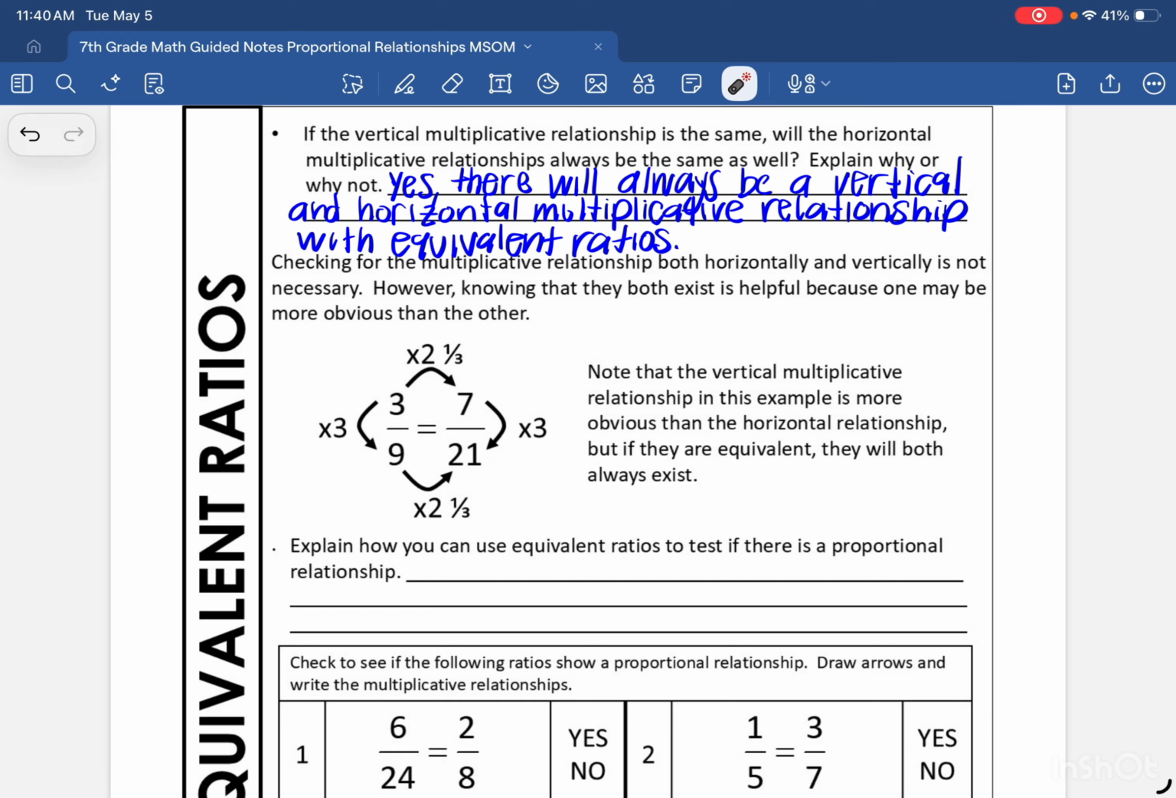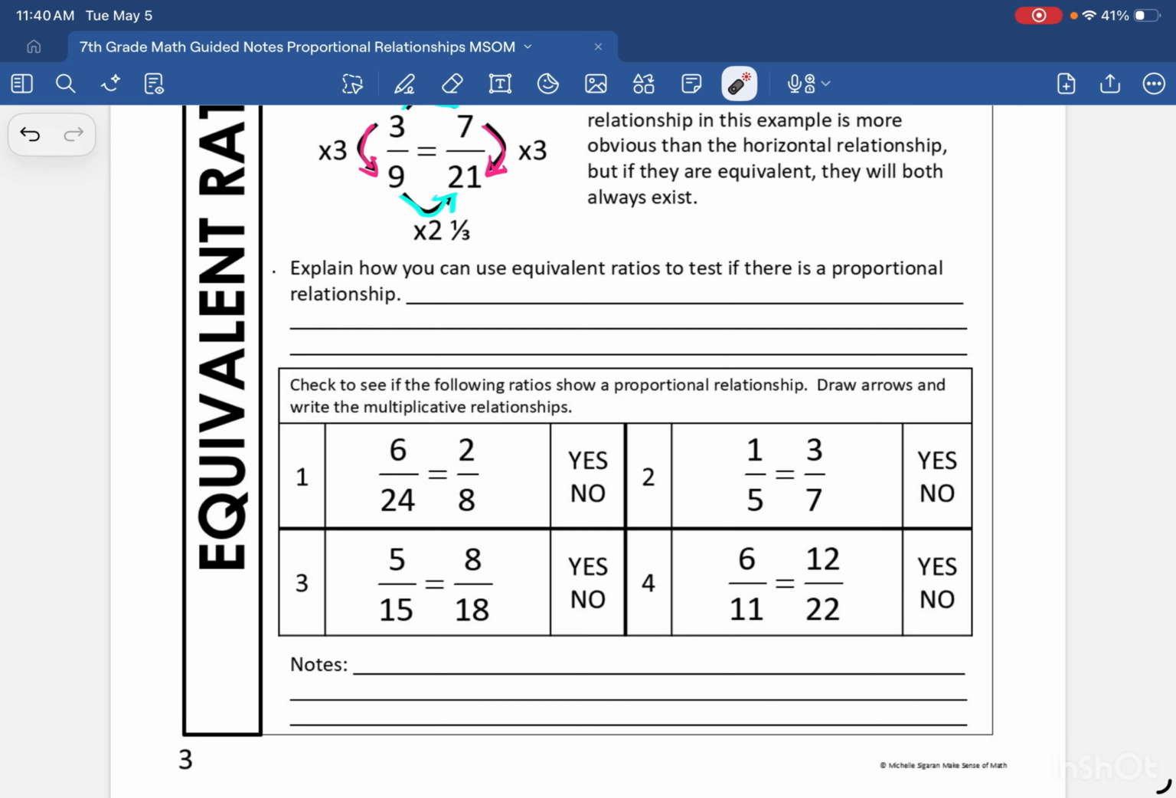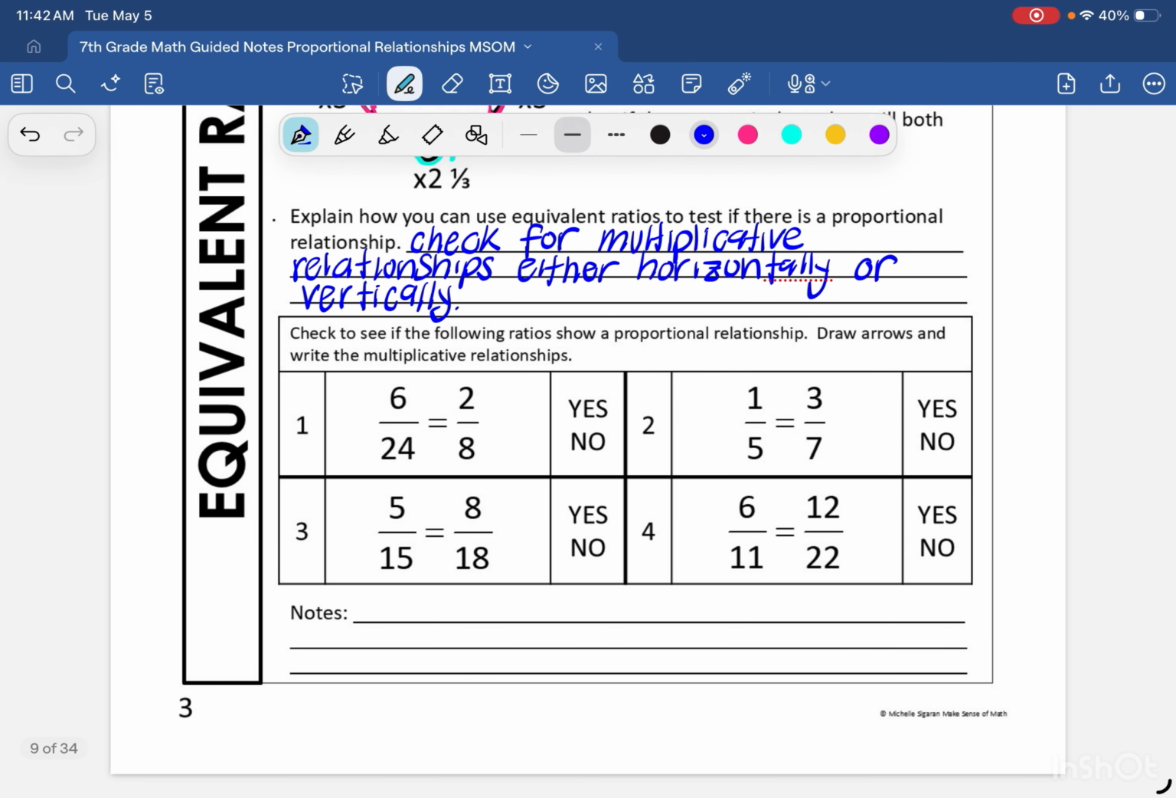For example, if I'm looking at these equivalent ratios right here, I may notice that 3 times 3 is 9 and 7 times 3 is 21 before I notice 3 times 2 1/3 is 7 and 9 times 2 1/3 is 21. So knowing that they are both there is important so that I can easily find one or the other. Explain how you can use equivalent ratios to test if there is a proportional relationship. I can check if there is a multiplicative relationship either vertically or horizontally. Again, I don't need to check both, but if I find one vertically or horizontally, then I know that the ratios are equivalent.